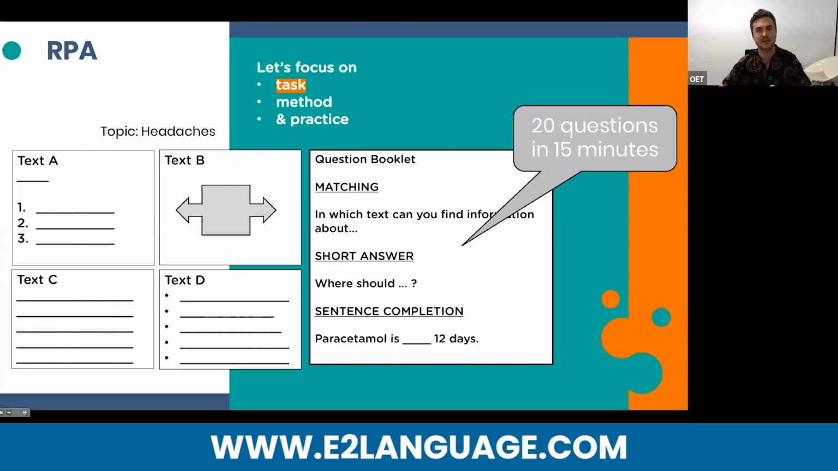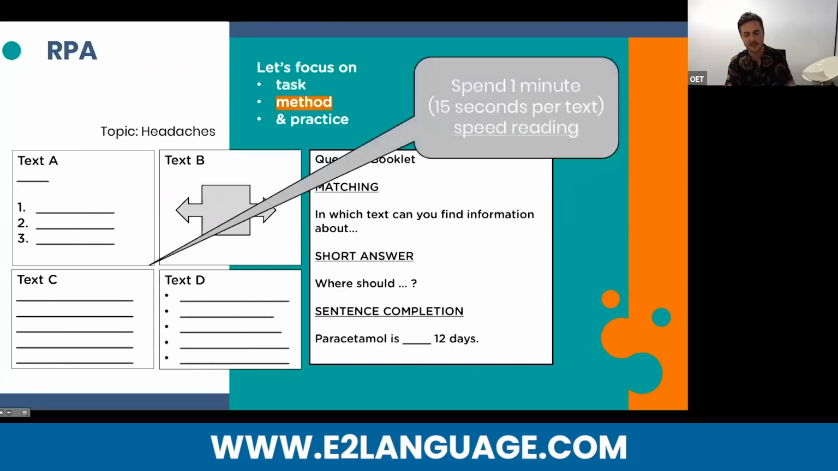And this is why it really is about rapid or speed reading. 20 questions in 15 minutes. So you've got less than a minute to answer each question. Let's say 45 seconds to answer each question. And the short answer and the sentence completion get more specific. It says, where should this happen? Or how much, or what is, and this is where you're actually going in and looking more carefully.